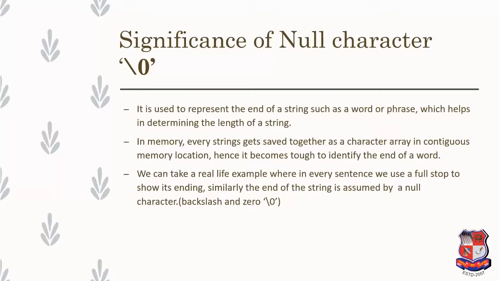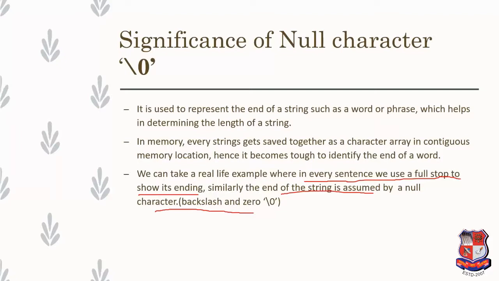Why do we need to end it with a null character? Simply, we can take the real life example that in every sentence we use a full stop to show its ending, right? Similarly, the end of the string is also assumed by a null character, that is backslash 0. If I'm not mentioning a null character, or my compiler is not adding a null character into my string, it will never know where my word is ending, where my line is ending, because everything will get stored in contiguous memory allocation, as we have seen in the array also.